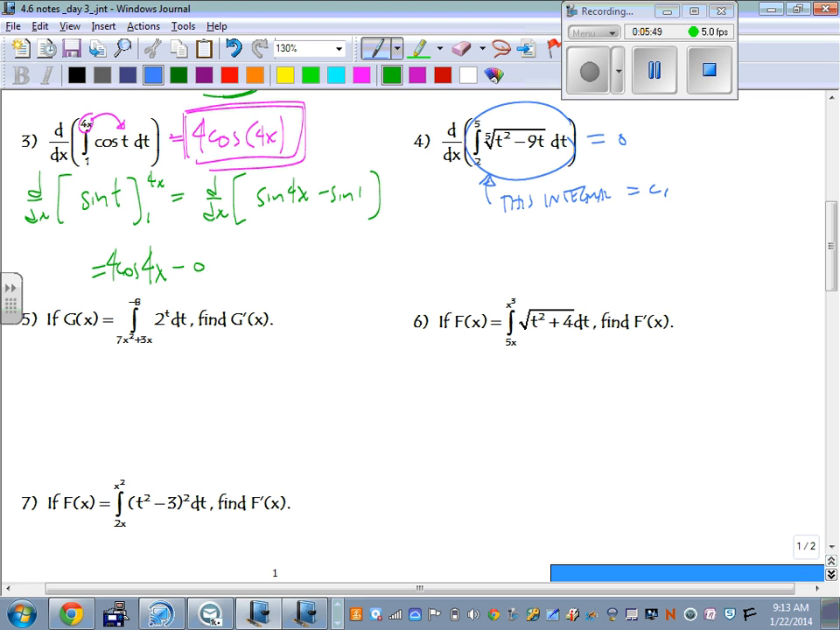All right, so this integral is going to equal a constant. Right? If we evaluate that integral, we're going to get some number. We don't even need to figure out what that is, because then when we take the derivative of a constant, that's just going to be equal to 0. Right? Because there are no variables here.